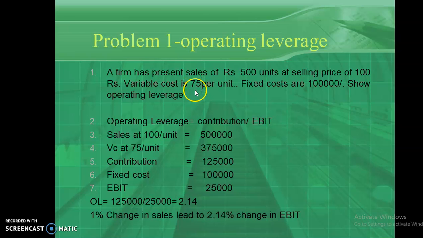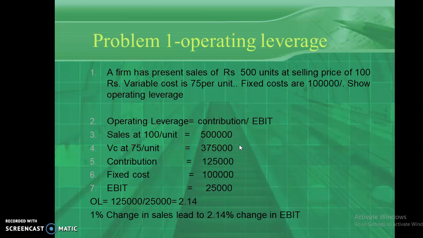And variable cost is 75 rupees per unit. Number of units 500. So 500 into 75. 3,75,000 is the variable cost. You deduct the variable cost from sales, you will get contribution. What is contribution? 1,25,000. Less fixed cost 1 lakh. What is EBIT? EBIT is 25,000. So this is the way you can prepare this statement.